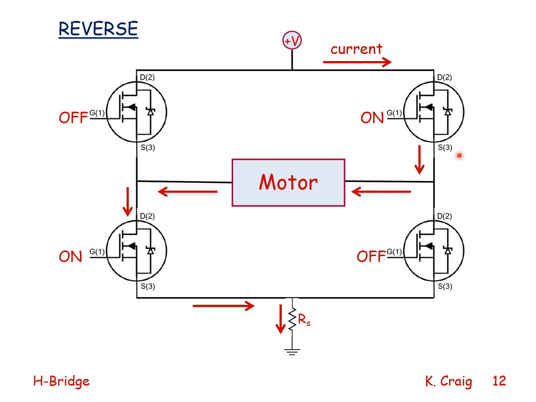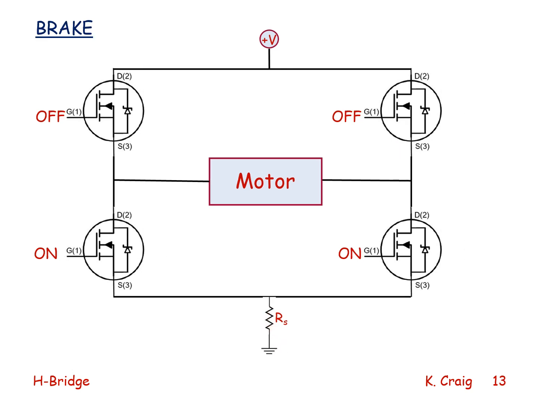Here is the H-bridge in the reverse direction. Now, the upper right transistor and the lower left transistor are turned on, and current flows as shown from the power supply through the upper right transistor, through the motor, through the lower left transistor, through the sampling resistor to ground. To brake the motor, the 2 transistors in the upper portion of the H-bridge are turned off, and the 2 transistors in the bottom portion of the H-bridge are turned on. And this allows the motor to brake.